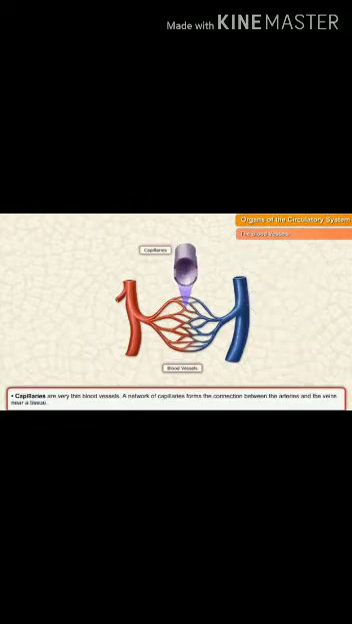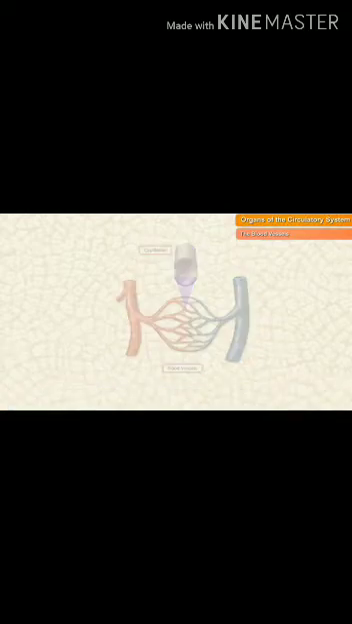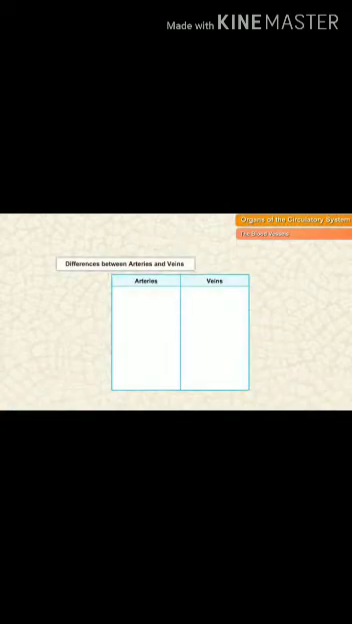Capillaries are very thin blood vessels. A network of capillaries forms the connection between the arteries and the veins near a tissue. Differences between arteries and veins. Arteries carry pure and oxygenated blood, except the pulmonary artery, and carry blood away from the heart.